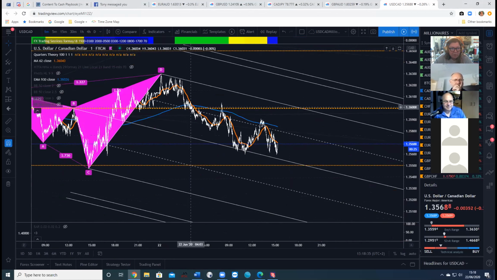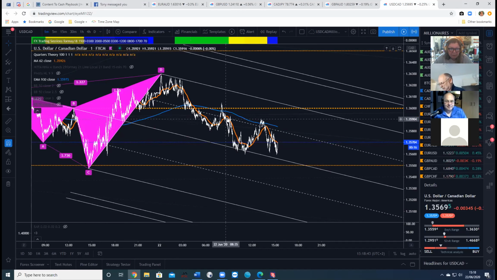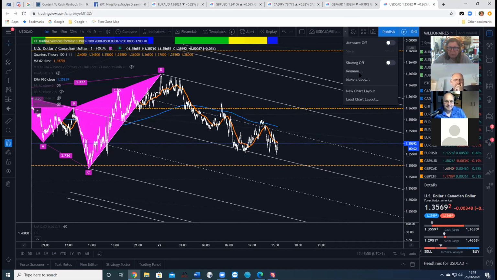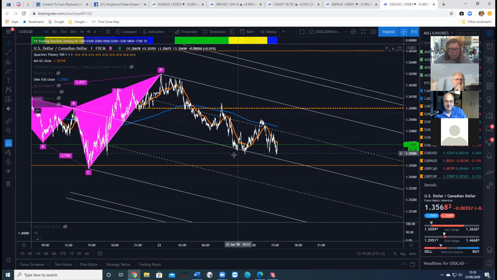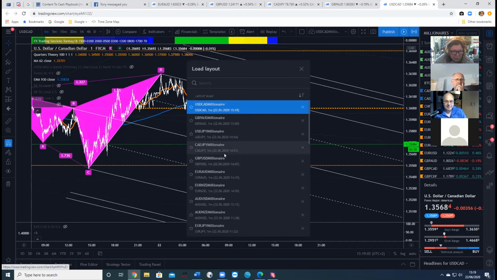Rejected along quarter theory. The orange crossed. Price went under. Big spike up there at 8 o'clock. Fake out before London. It followed the 62 down. Perfect rejections off the pitchfork. Now coming back down to this level at 1.35, 500. And I wanted to look at GCAD, and then we'll go.